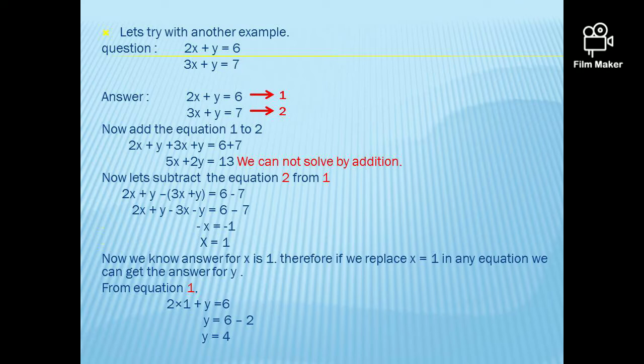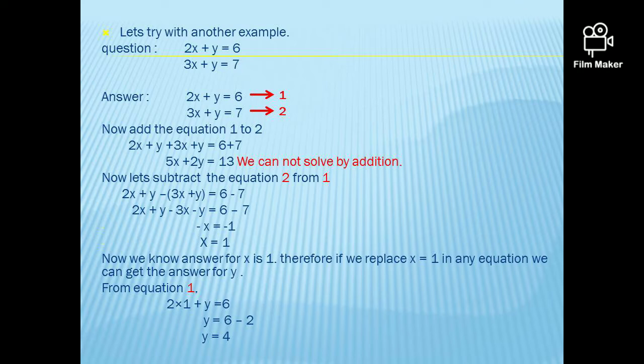Then I will subtract equation number 2 from equation number 1 and see whether our objective is satisfied. Now if you subtract equation number 2 from equation number 1, you get 2x + y - (3x + y) = 6 - 7. With that you get -x = -1. It reduces into a single variable equation and you can obtain the answer x = 1.